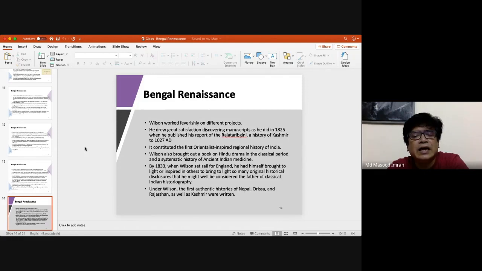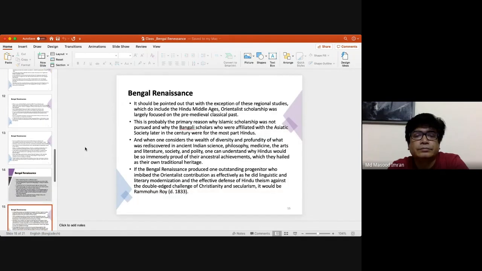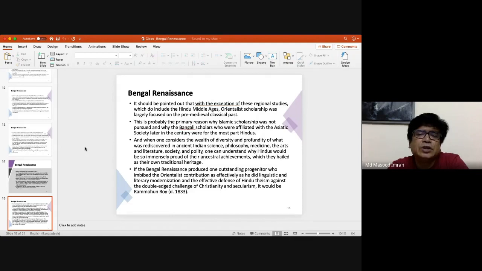It should be pointed out that with the exception of these regional studies, which do include the Hindu Middle Ages, Orientalist scholarship was largely focused on the pre-medieval classical past. This is probably the primary reason why Islamic scholarship was not pursued and why the Bengali scholars who were affiliated with the Asiatic Society later in the century were for the most part Hindus. And when one considers the wealth, diversity and profundity of what was rediscovered in ancient Indian science, philosophy, medicine, the arts and literature, society and politics, one can understand why Hindus would be so immensely proud of their ancestral achievement and the high regard in which they held their own traditional heritage.